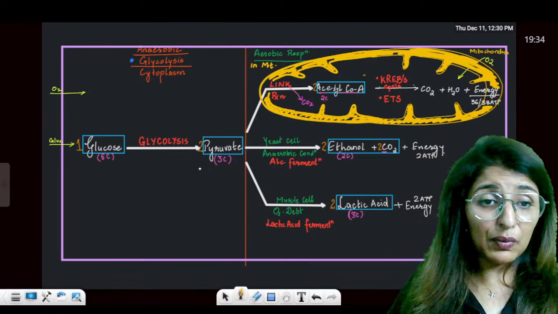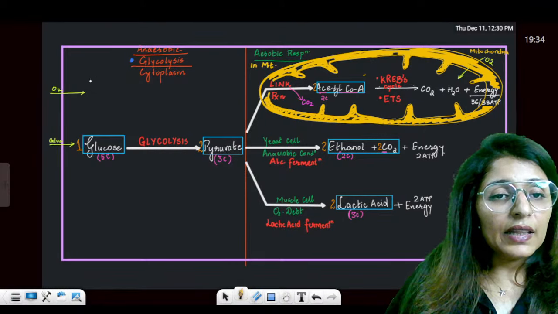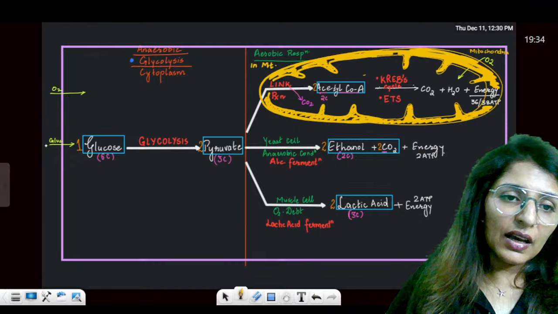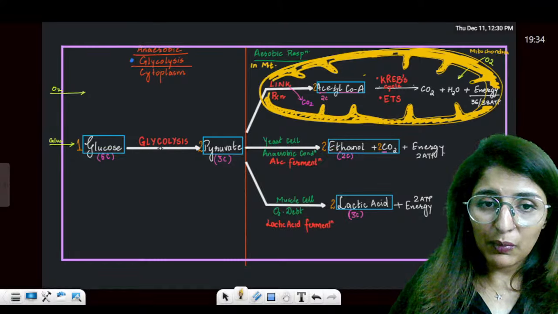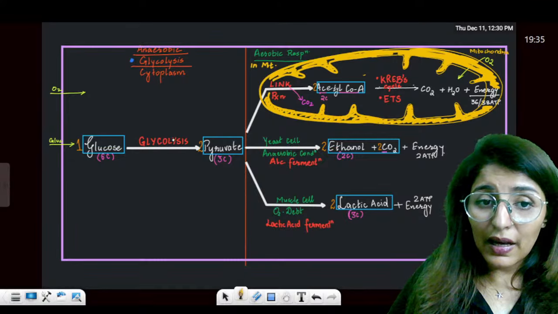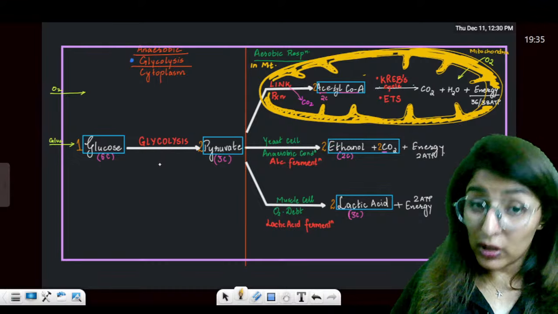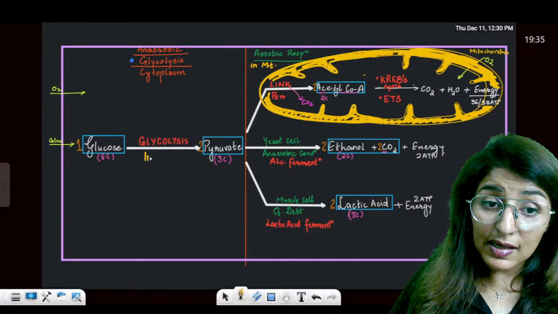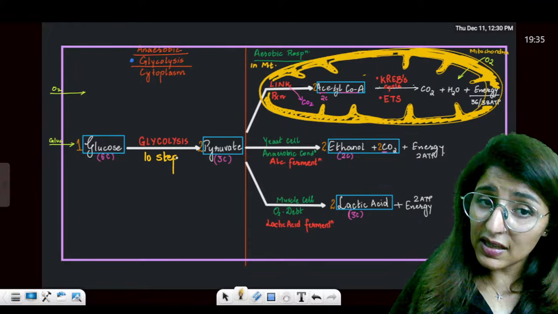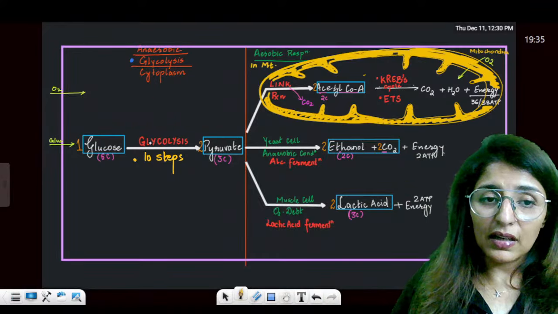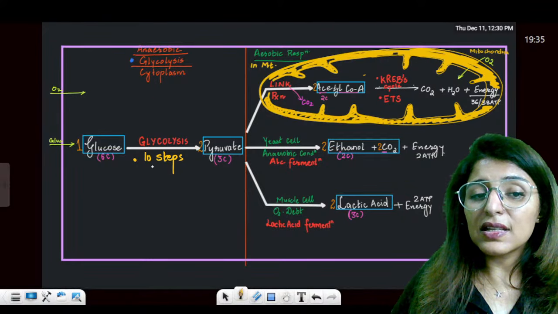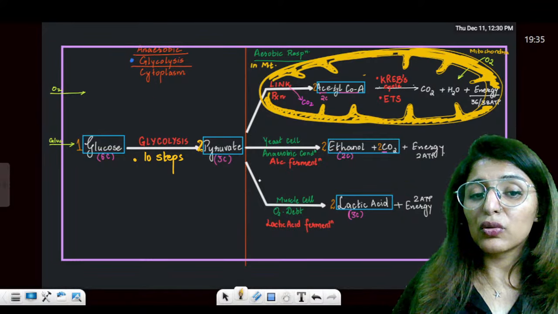Now let's see the basic process. So what happens? Into the cell will enter oxygen and glucose. Now one glucose molecule, which is a 6-carbon compound, will break down by the process called glycolysis. This glycolysis is itself a 10-step process. We'll discuss these 10 steps, but let's see the basics. Glucose undergoes glycolysis in 10 steps to form 2 molecules of pyruvate.